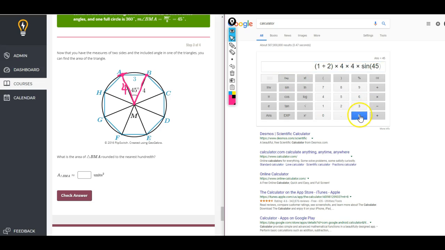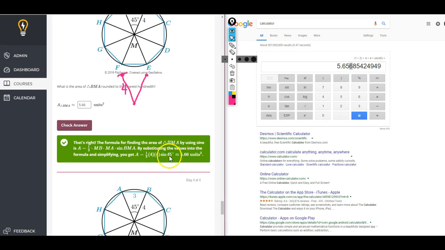Make sure you're in degrees. That gives 5.656 to the nearest hundredth. Since this is a 6, it rounds this one up to a 6. So 5.66 units. There we go.